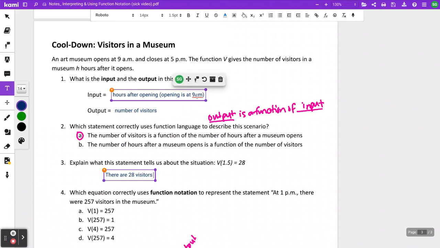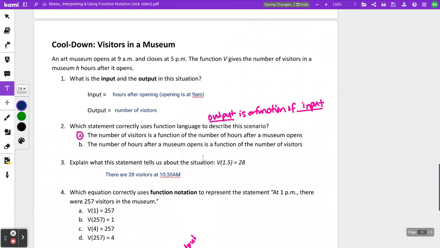Since we know the museum opens at 9 a.m., we can do that calculation. What's 1.5 hours after 9 a.m.? Well, 1 hour after would be 10 a.m., and 1.5 would be, oh, I'm sorry, would be 10:30. That 0.5 means half an hour or 30 minutes. So 1.5 hours after 9 a.m. is 10:30 a.m. So we could say there are 28 visitors at 10:30 a.m.